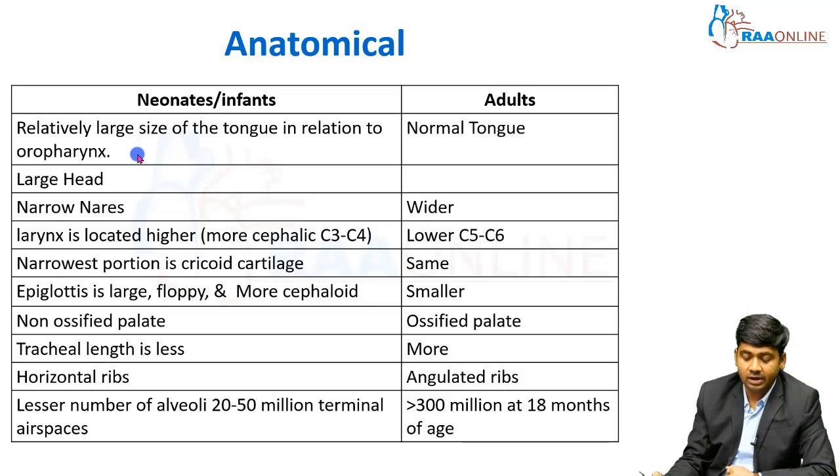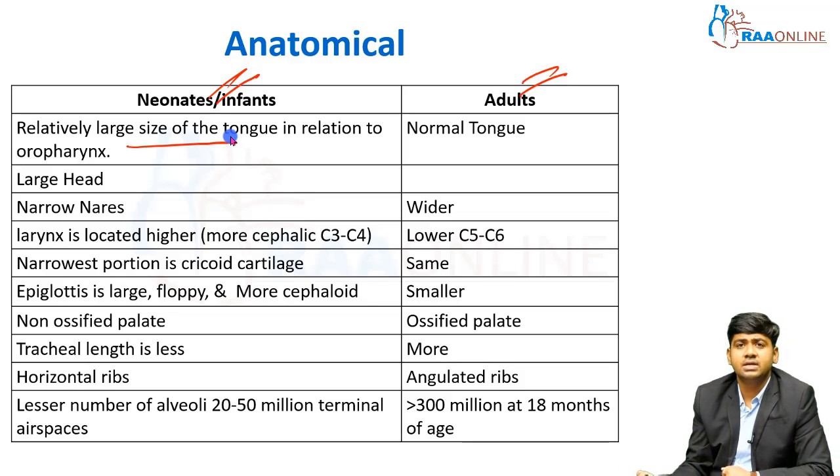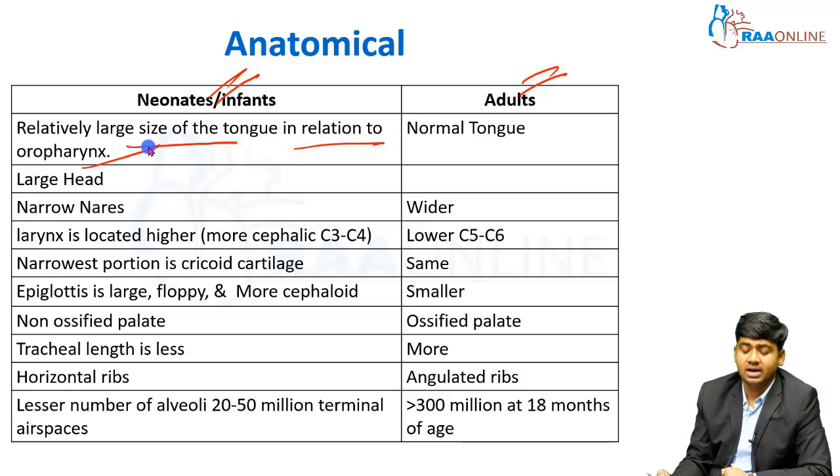Coming to the anatomical differences between pediatrics and adults, neonates or infants and adults. First, a relatively large size of the tongue. Relatively large in the sense of a small mouth and a large tongue in relation to the oropharynx. So in relation to the oropharynx, they have a very large tongue.